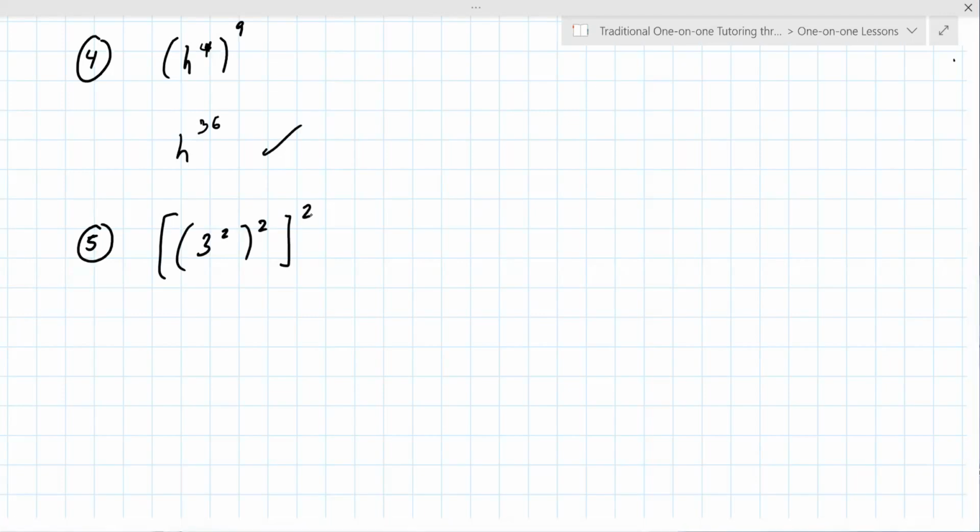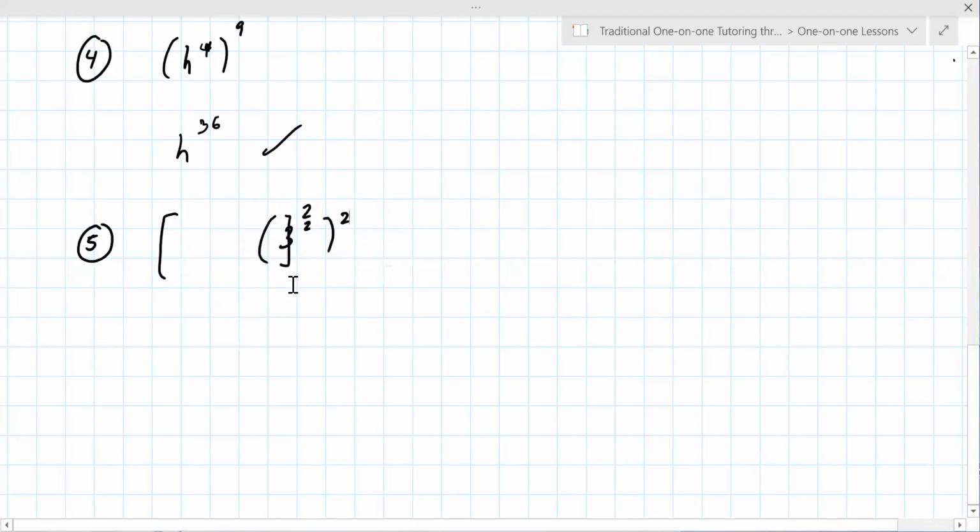Okay. So we're going to do this in pieces. The first thing we're going to do is this part right here. Copy that. Oops, I guess I can't copy it.